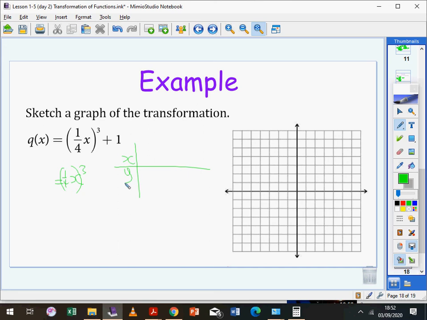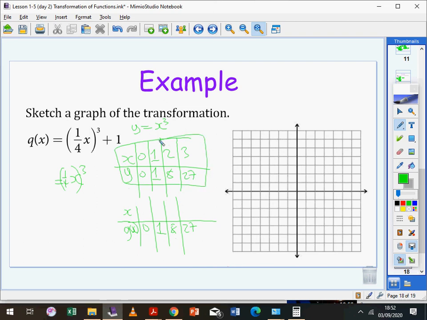Now, the input values are being stretched by a factor of 4, and I'll show you why. So, initially, for the parent graph x cubed, when x was 0, y was 0. When x was 1, y was 1. When x was 2, y is 8. When x is 3, y is 27. But for this one, I'm looking for, let me call it g(x) again, the input values that will give me the same output value. So I'm asking myself, what input value of this initial function will give me the same output value of 0 in this new stretch function?